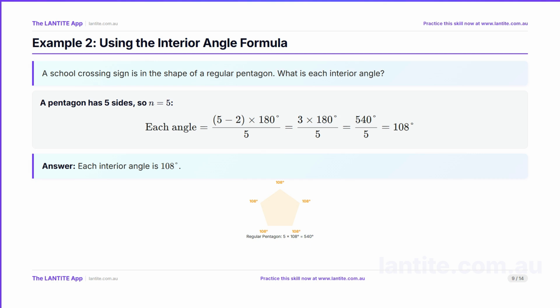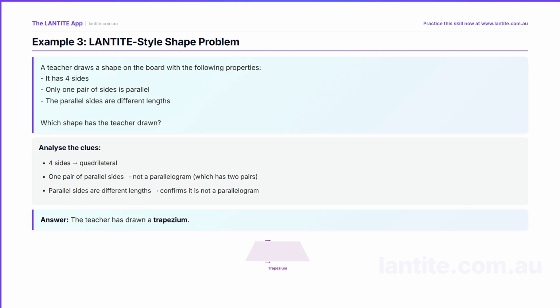A teacher draws a shape with 4 sides and only one pair of parallel sides of different lengths. Let's work through it. 4 sides tells us it is a quadrilateral. Only one pair of parallel sides rules out parallelograms, rectangles, squares, and rhombuses, which all have 2 pairs of parallel sides. The answer is a trapezium, the only quadrilateral with exactly one pair of parallel sides. LANTITE questions often give you a description and ask you to identify the shape.